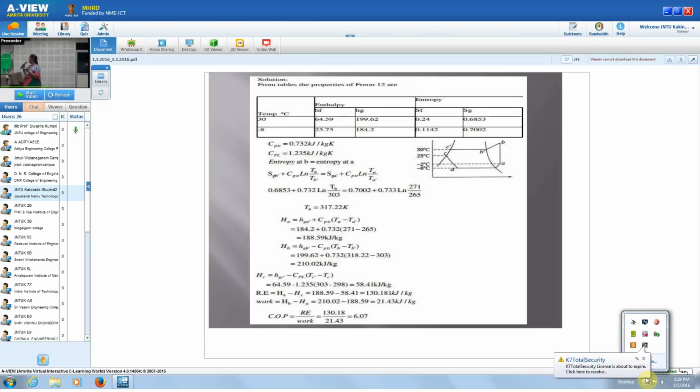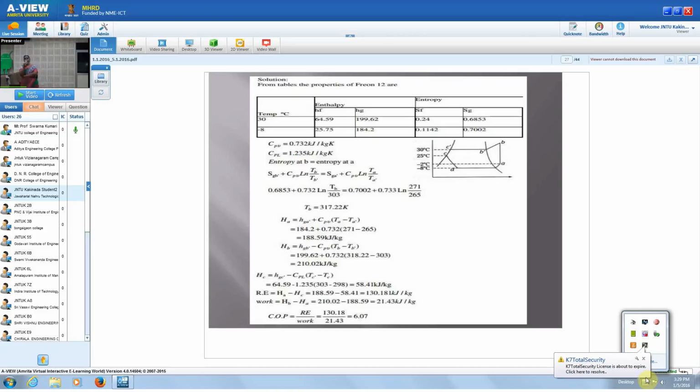So after finding TB, next step is to find out enthalpy at B. Okay, so enthalpy at B is nothing but the enthalpy at the saturation temperature of 30 degrees centigrade, the vapor refrigerant plus again Cp of vapor into TB minus TB dash. So with that you can find out HB. HB value here is 210.02 kilojoules per kg.